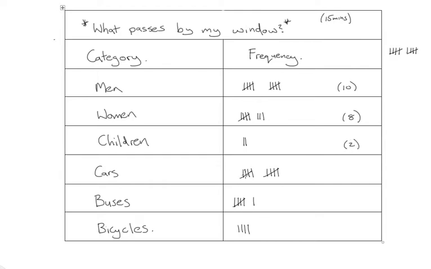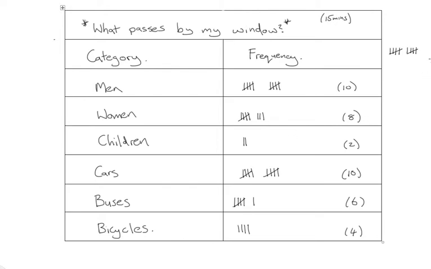And then this one here, 5 and 10. So that's 10. 10 cars passed by. Buses, 5, 6 buses passed by. And then bicycles, 4 bicycles passed by. All right, so that is the number, the frequency of men, women, children, cars, buses, bicycles. So you did that on Monday, hopefully.